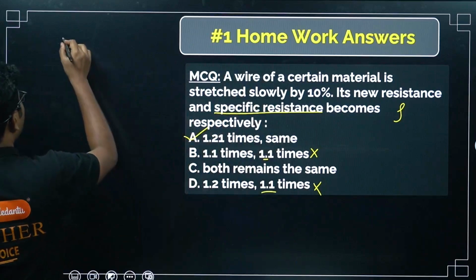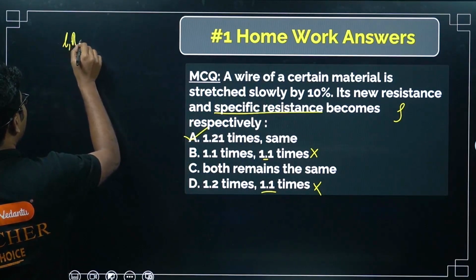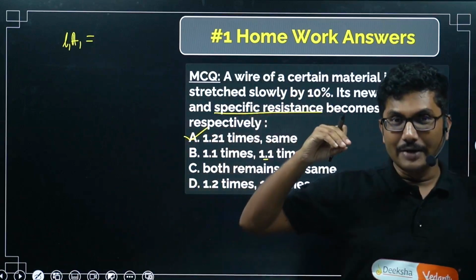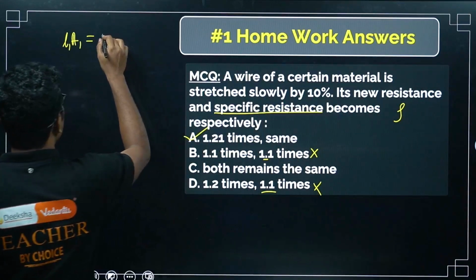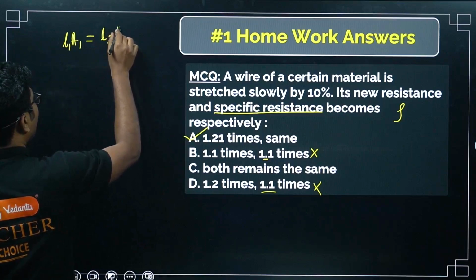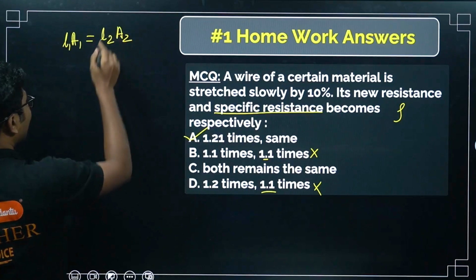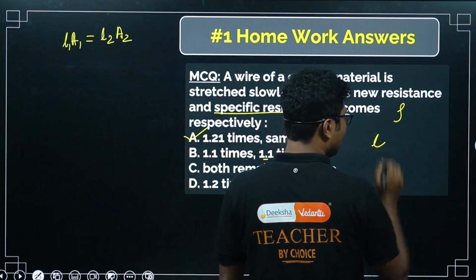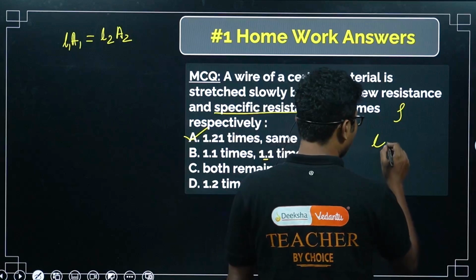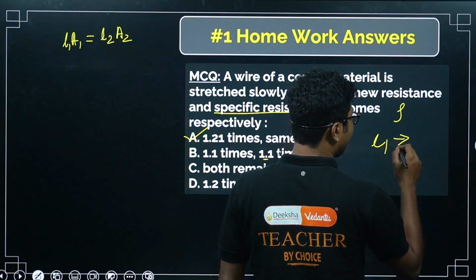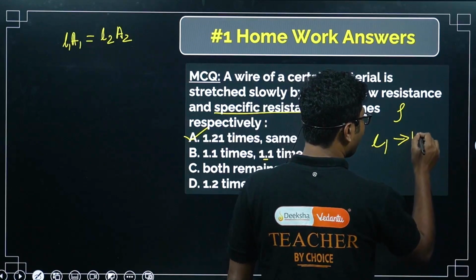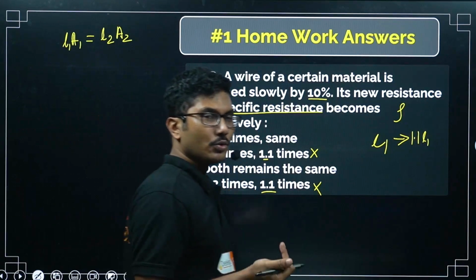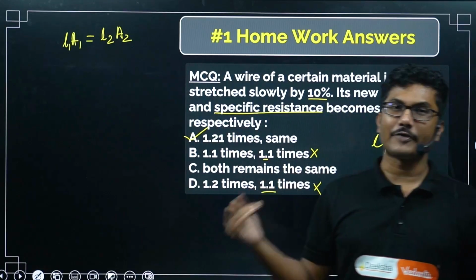So we know that length times area is constant, the volume is constant, because even if you are increasing the length, its area will decrease. So now the new length L2 and new area A2, and the new length is increased by 10%. Initially the length was L1, and the final length will be 10% more. 10% more means 1.1. You remember that. 20% more means 1.2, 50% more means 1.5.